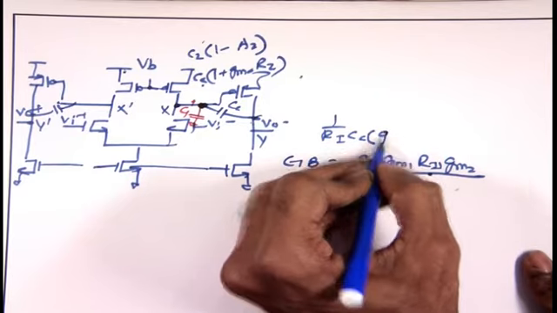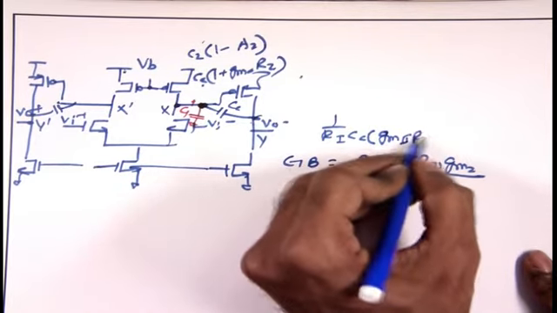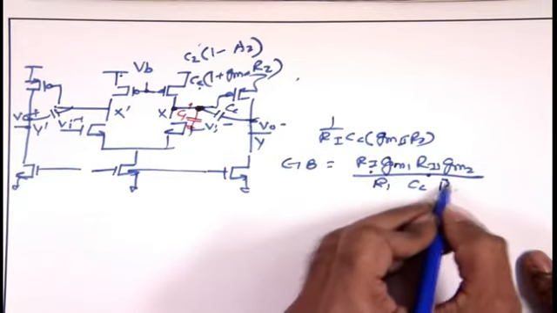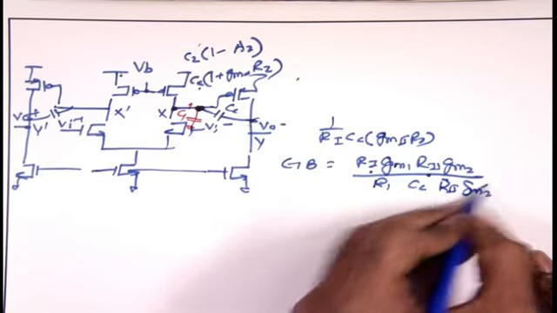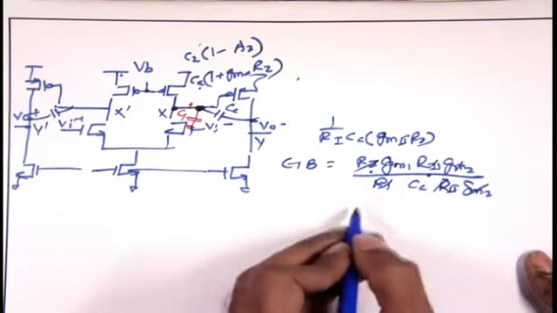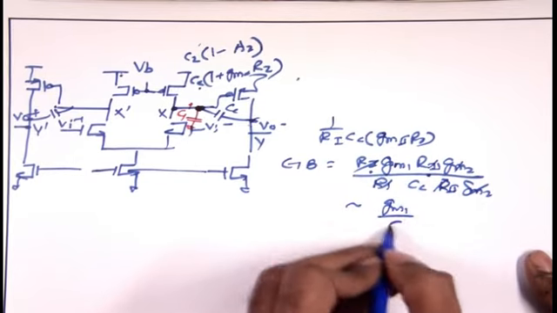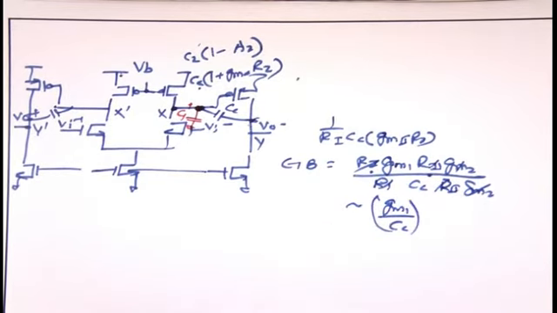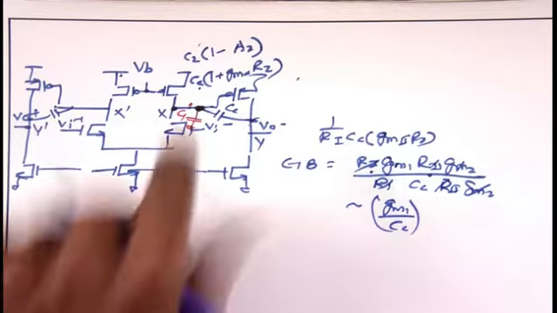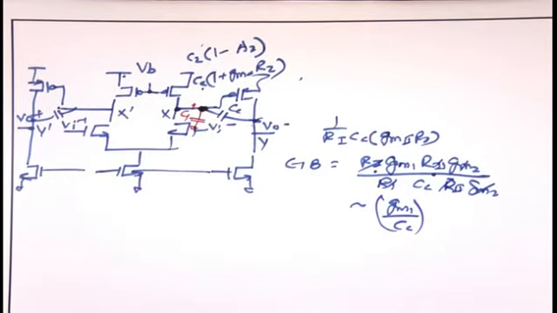CC times, sorry, approximately GM2 times R2. So here we have R2 times GM2 coming. And therefore, we can say that the gain bandwidth product is just going to be GM1 upon CC. So the ratio GM1 upon the coupling capacitor determines the gain bandwidth product of the amplifier.